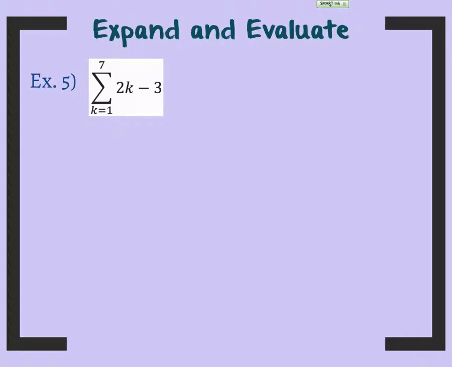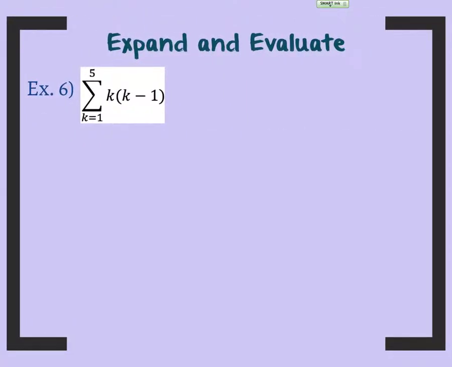All right, last example before break. Same thing, expand and evaluate. My sigma notation, I'm still going to start with the first term, but I'm only going to the 5th term. And my general term is k times k minus 1.